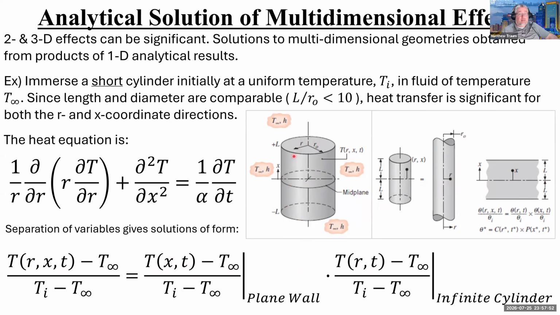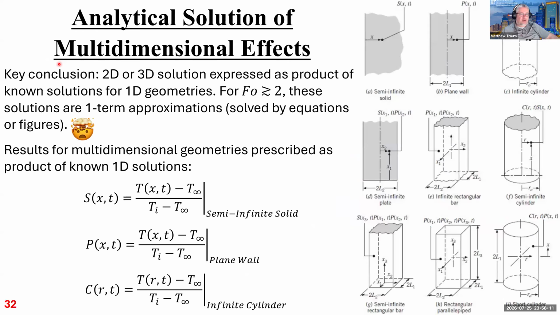This is mind-blowing how powerful this is. This actually makes me question why anybody would bother doing FEA anymore, because the exact solution, or at least a very good approximation of the exact solution, is available to you just through closed form analytical technique. Okay, so you can see here, I say analytical solutions, the multidimensional effects. The key conclusion is that 2D and 3D solutions can be expressed as products of known solutions for 1D geometries. You can do this for the exact solutions, right? For those infinite series, if you want to. It's a lot of work.